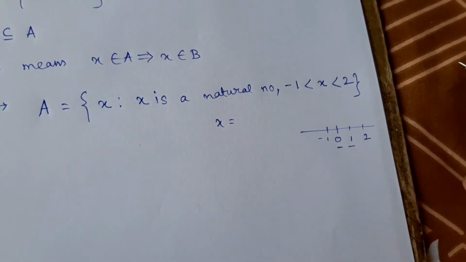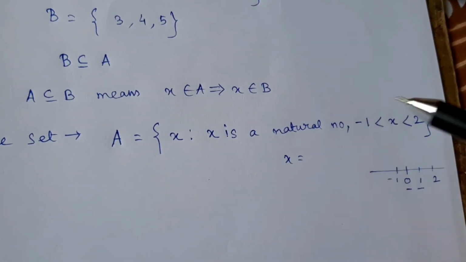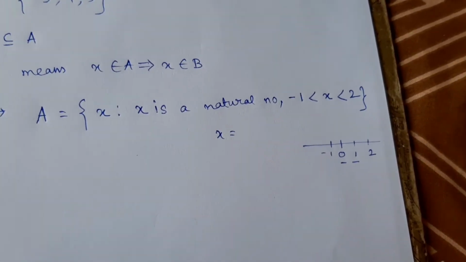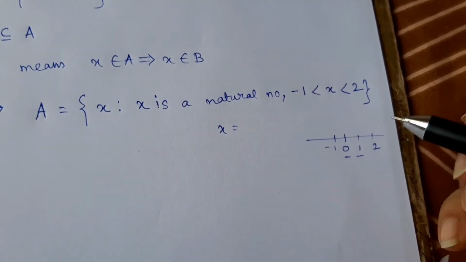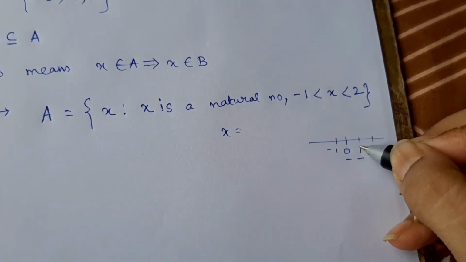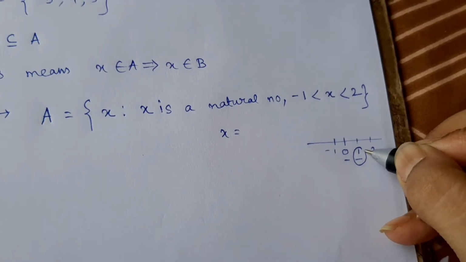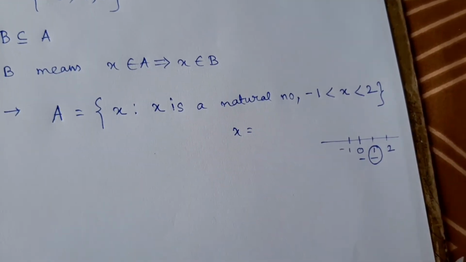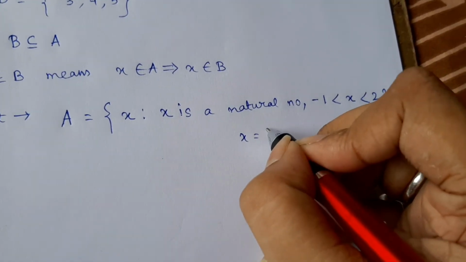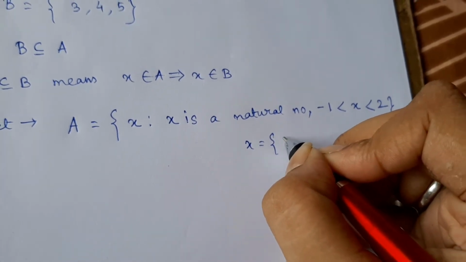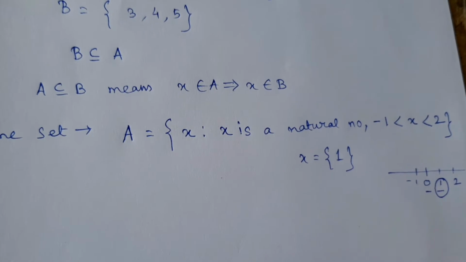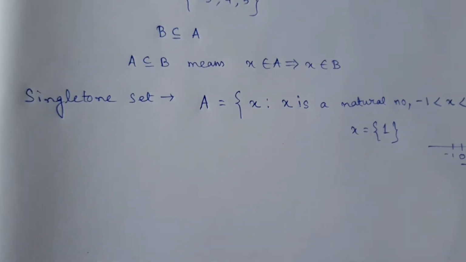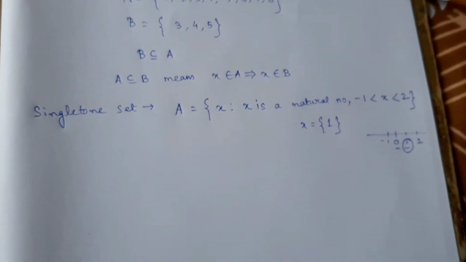But here is a restriction that X is a natural number, and we know that the set of natural numbers does not contain 0. So here X contains only one member in its set. So X equals singleton 1. Since this set contains only one element, it is called a singleton set. Okay.